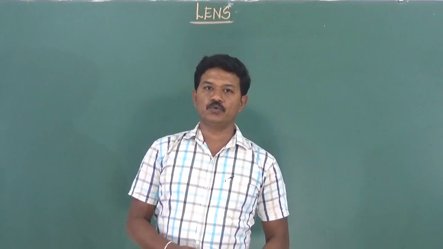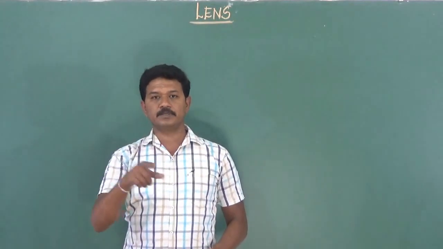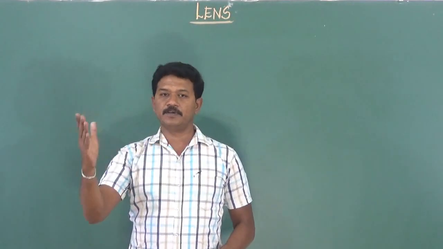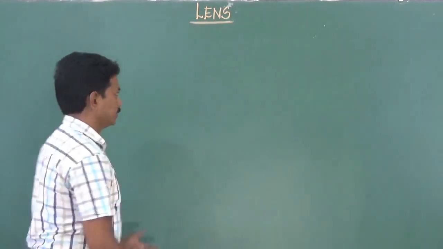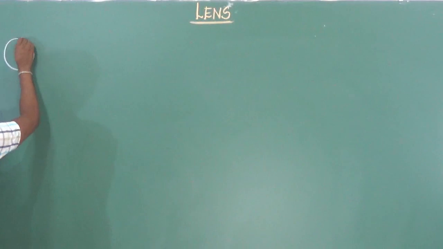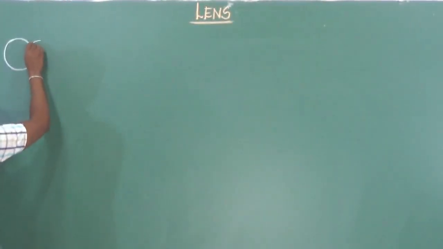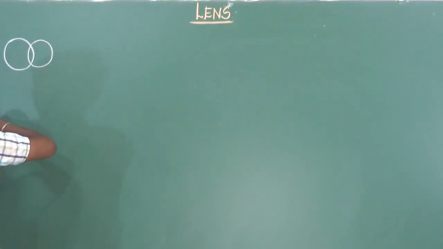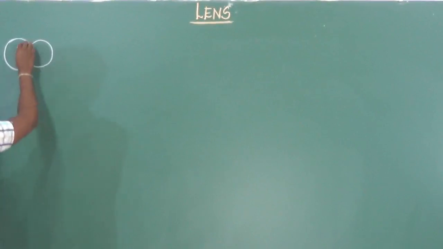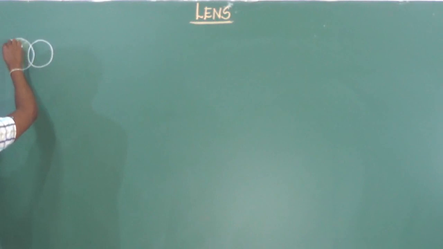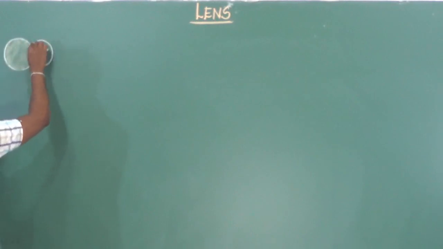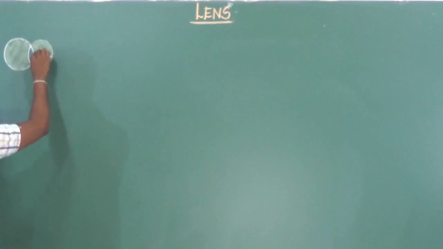So imagine two transparent refracting surfaces, spherical surfaces. For example, let us go with this. So this is a transparent spherical surface. Let us take another transparent spherical surface. Refraction, we know what is refraction here. We are well aware of it. These are the two refracting surfaces.